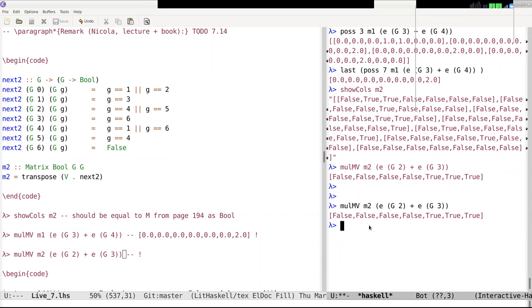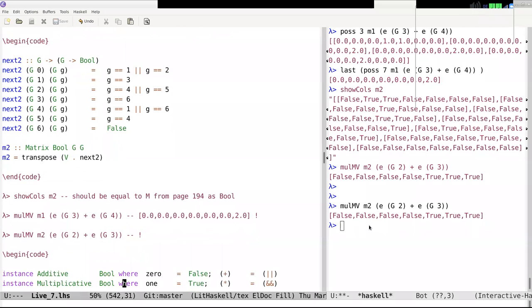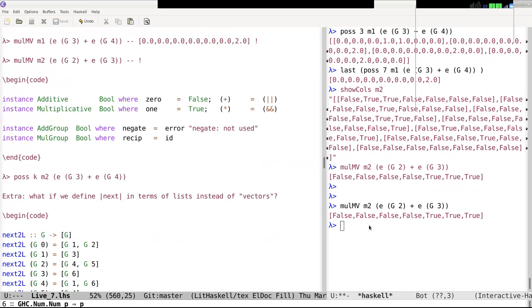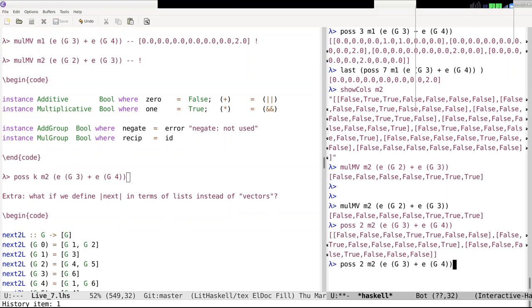So we can iterate this system in much the same way as we could iterate the other system. And we can compute, for instance, the states, sorry, I'm trying to copy and paste this stuff. We can compute the states that we can reach with M2 in two iterations. We can take the last of this. And this is something that you are asked to use in an exercise.